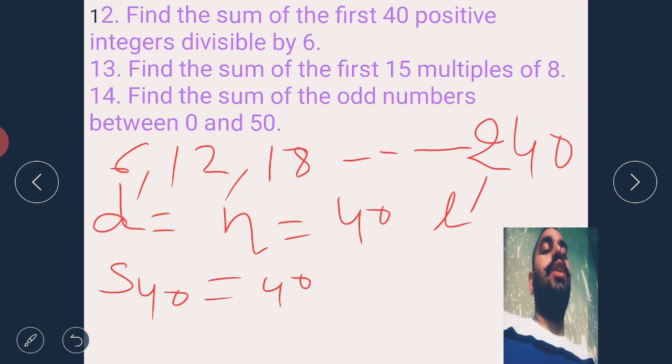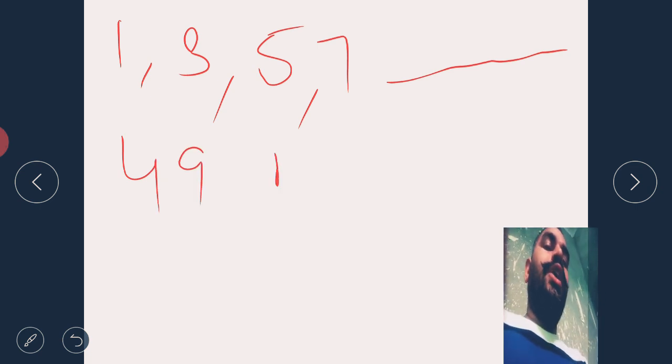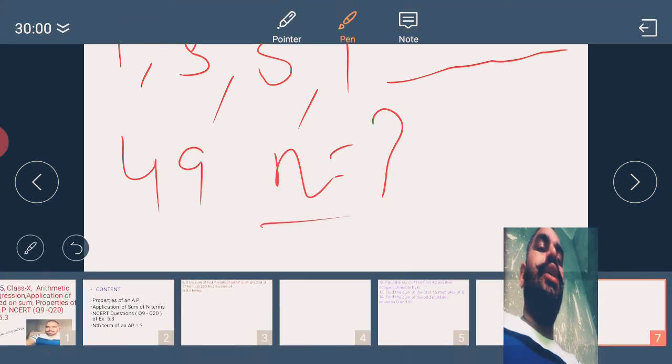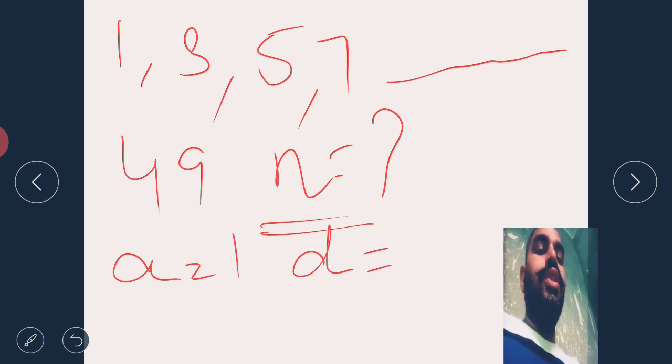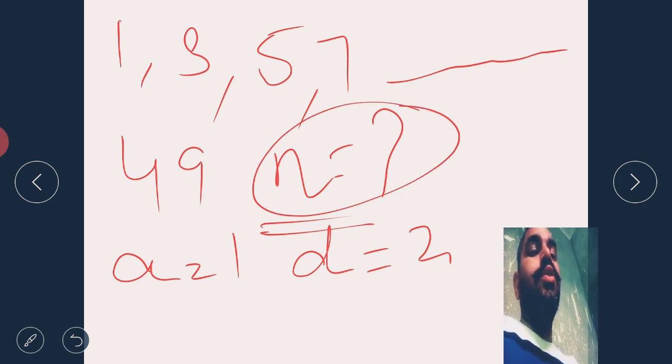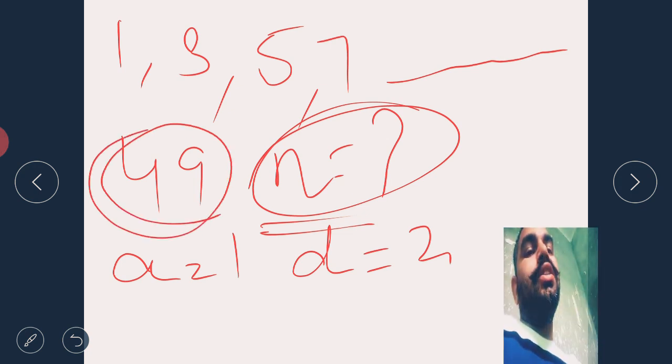The next question is find the sum of the odd numbers between 0 and 50. So odd numbers from 0 to 50 are 1, 3, 5, 7 up to 49. First find n, how many odd numbers are there. Then a is 1, d is 2. If you are able to find n, how do you find n? Take 49 as the nth term.